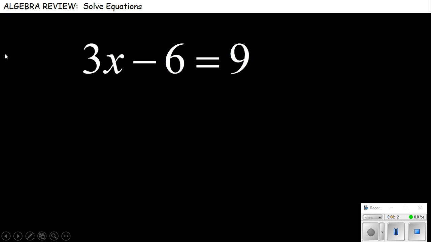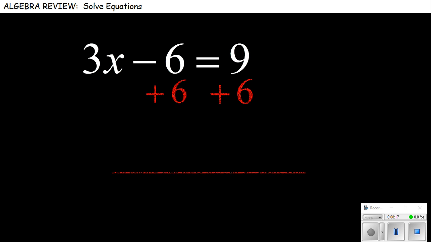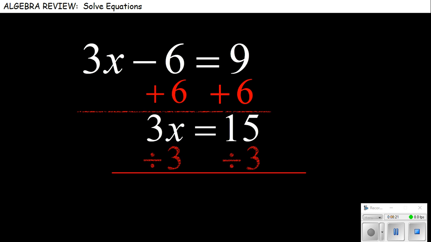So in this case, for this problem, we're going to start off with 3x minus 6 equals 9. The first step is to add 6 to both sides. If we do that, then we're going to have 3x is equal to 15. And then we divide both sides by 3. We'll end up with x is equal to 5.